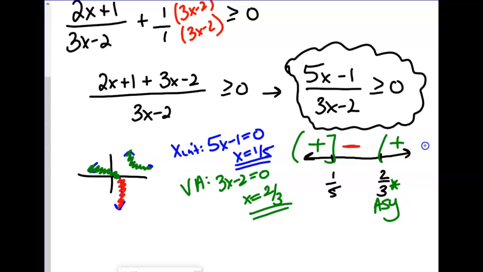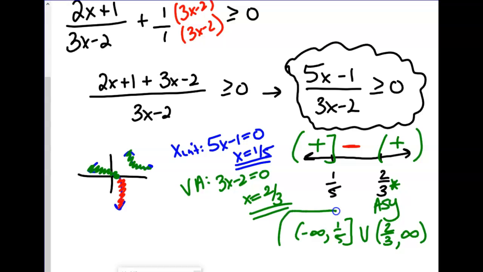But notice what I'm doing on the 2/3. Why did I use a bracket on the 1/5 but not on the 2/3? 2/3 is an asymptote, 1/5 is an intercept. Intercepts can totally come out to 0, so you can use a bracket. Asymptotes cannot. So your domain interval starts at -infinity, goes to 1/5, including the 1/5, and then it jumps to 2/3, not including 2/3 though, and then continues on forever. That is a stinker of a question.